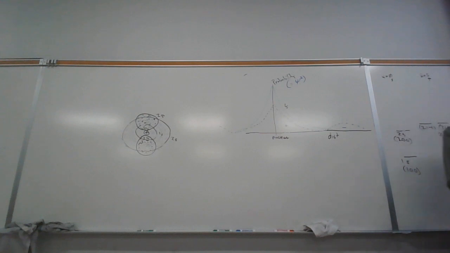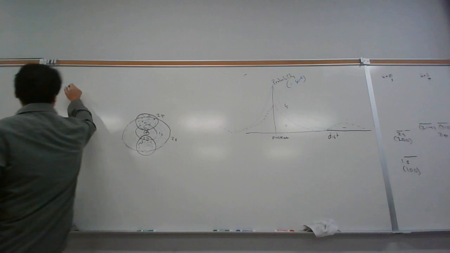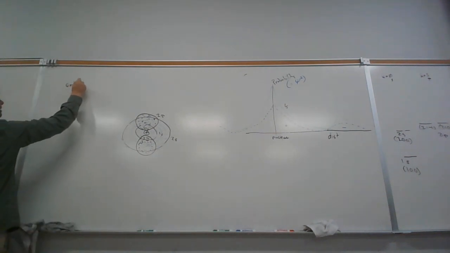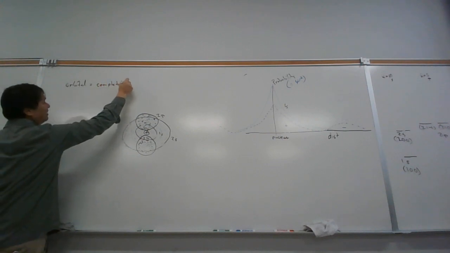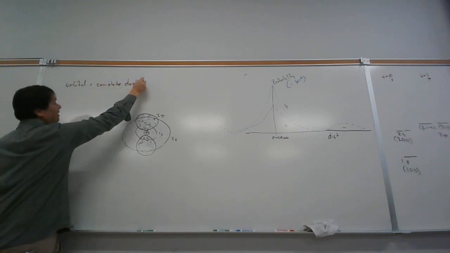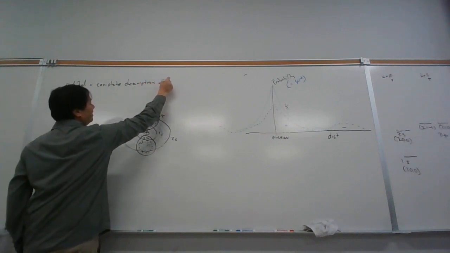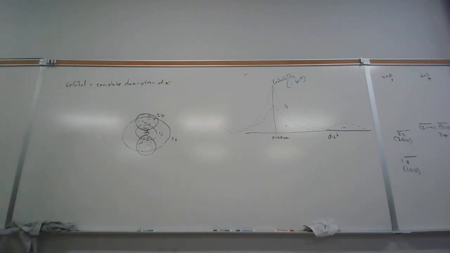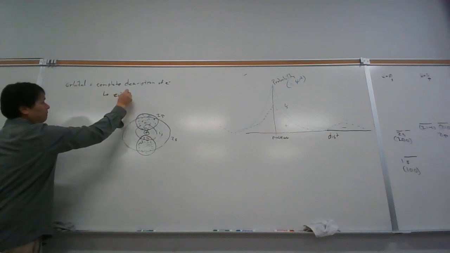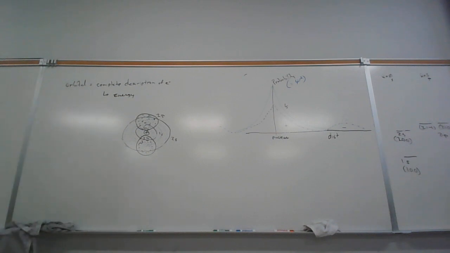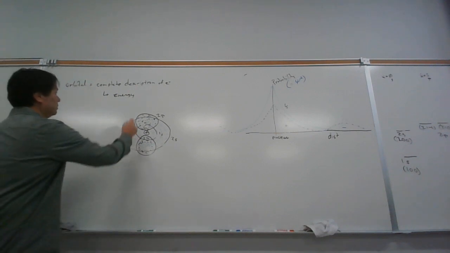And so what you need to know is just that the orbital is the complete description of the electron. What do we want to know about the electron? One, we want to know its energy. The energy is going to be precisely known. And so the energy of the electron is precise.